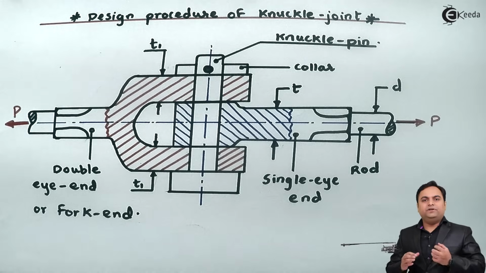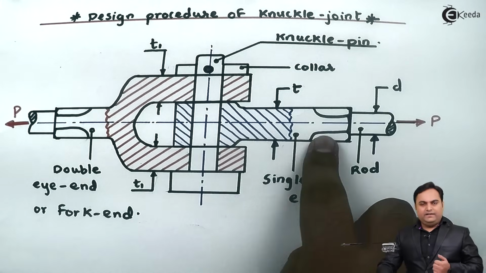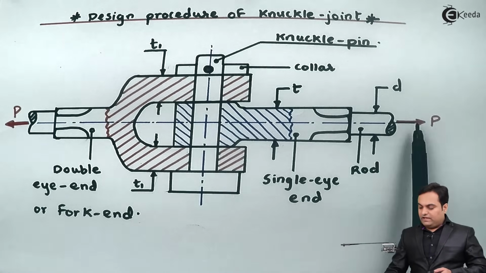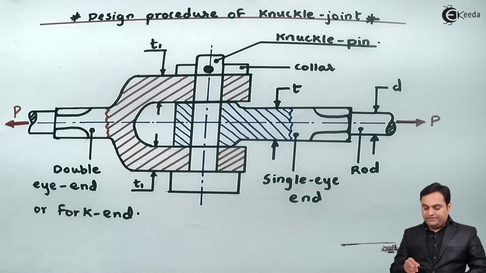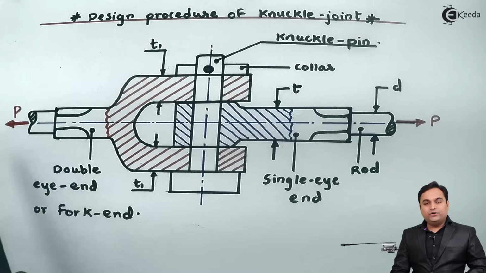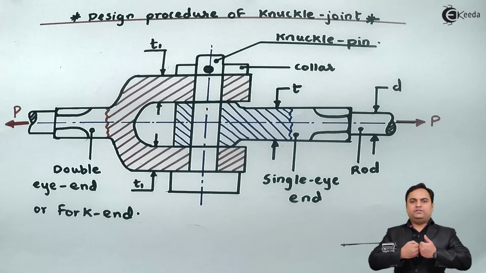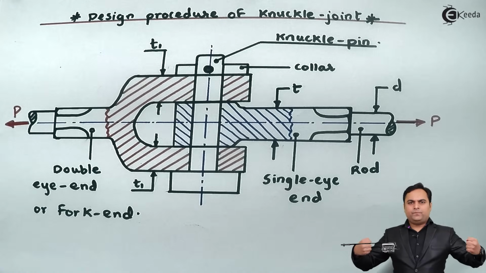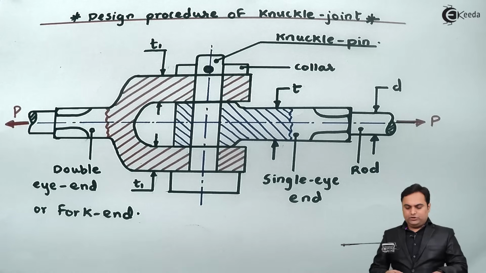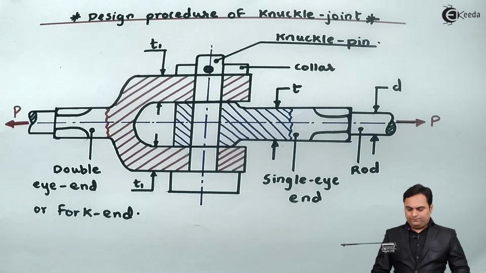The assembly gets completed. Next, on single eye end, here we are applying load P, which is towards right. On double eye end, here we are applying a load which is towards left. So because of these two opposite forces in two directions, the knuckle joint gets pulled. And this knuckle joint would be designed only for static load, not for dynamic load.